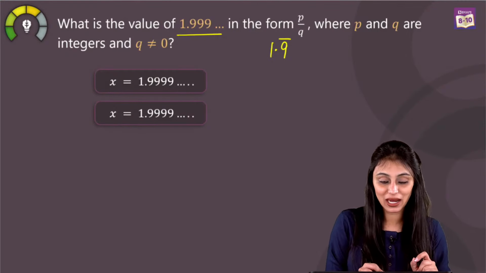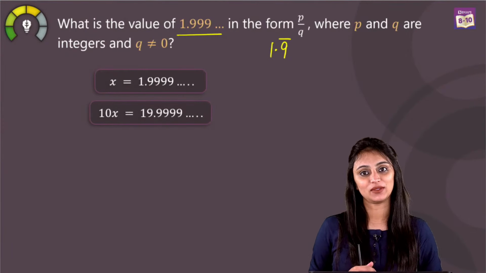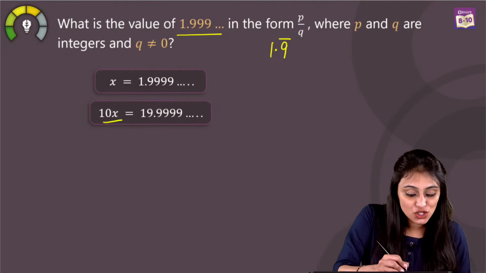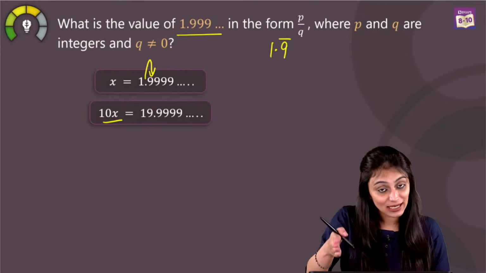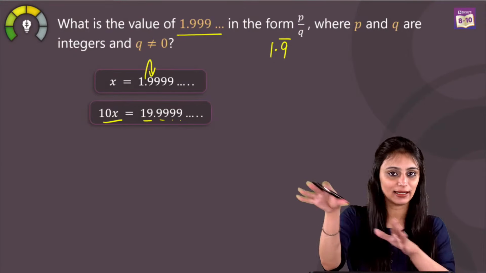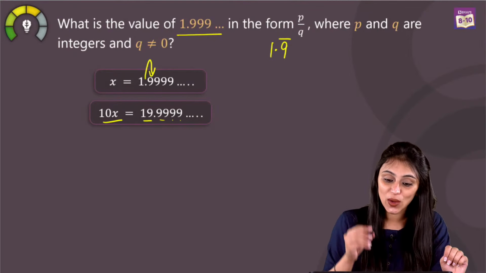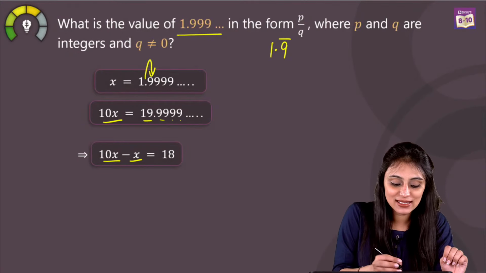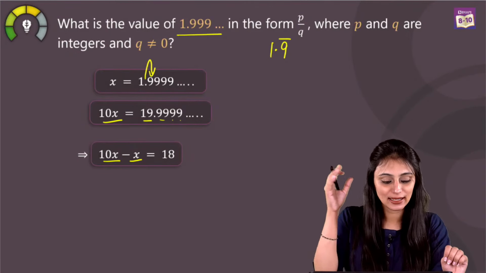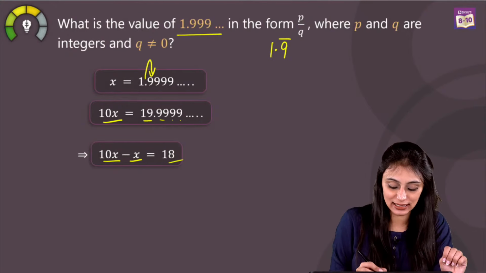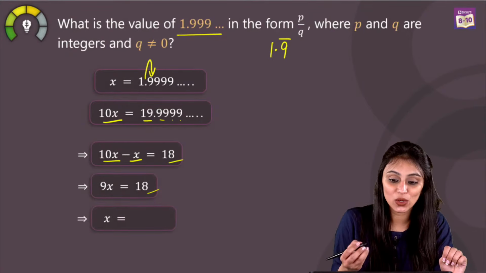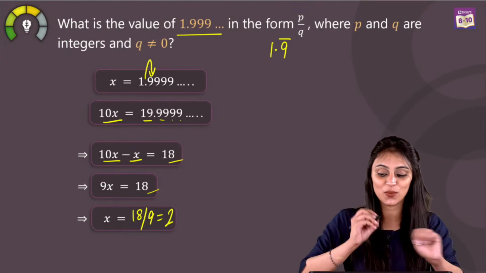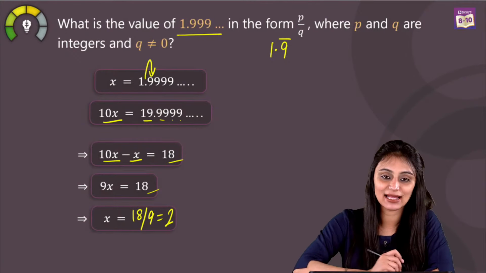In that case, I'll multiply this equation by 10. Since one digit was repeating, I multiplied by 10, this becomes 10x. Since you multiplied by 10, the decimal will shift one place to the right, so this becomes 19.99999 and so on. Now you simply have to subtract these two equations. That means 10x minus x is equal to 19.9999 minus 1.9999, that's 18. So we get 9x equals 18, x would be equal to 18 by 9, that means it's going to be equal to 2, and that's our final result.